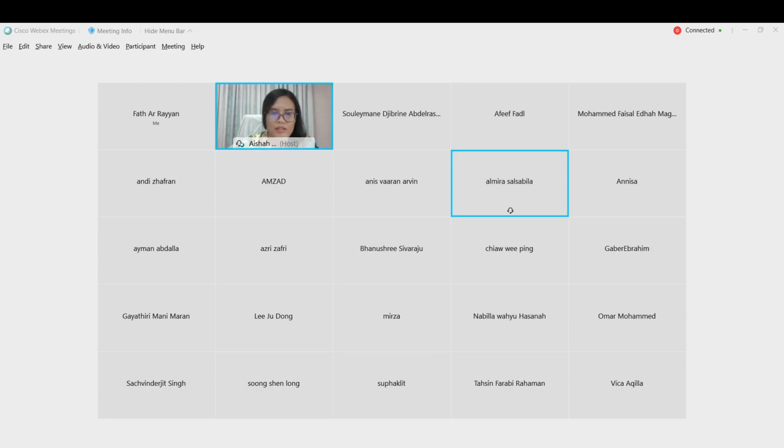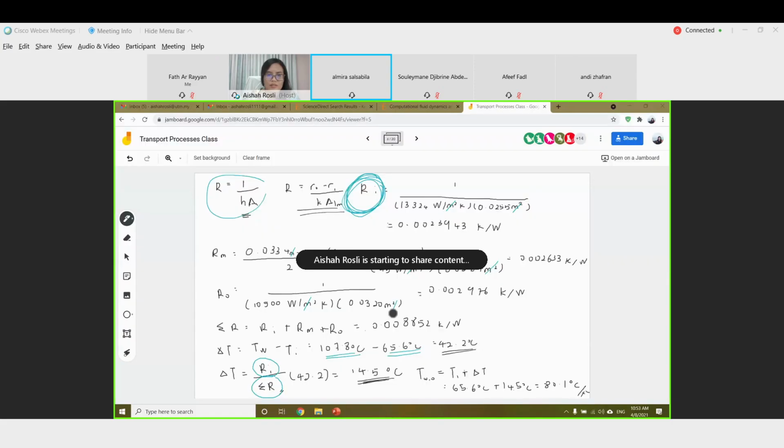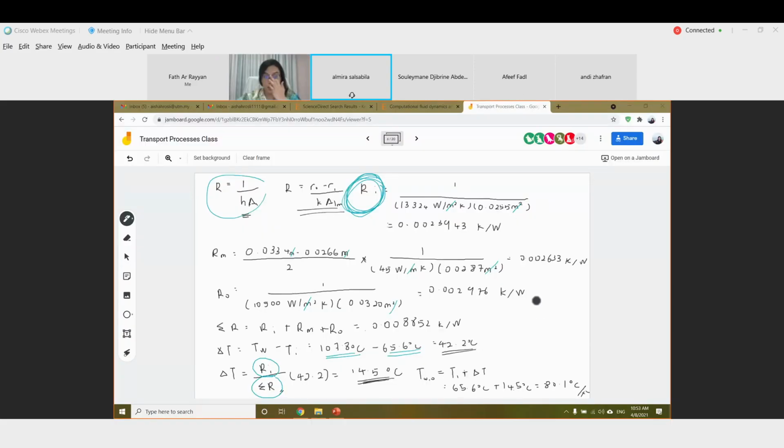Okay, let me share again. Is it this one that you're talking about? Yes. Okay, so how did you get 11 point something? I just divide 0.0023943 divided by 0.008852, and times 42.2, and in my calculator it shows the number is 11.40414. Oh, you mean this delta T here?